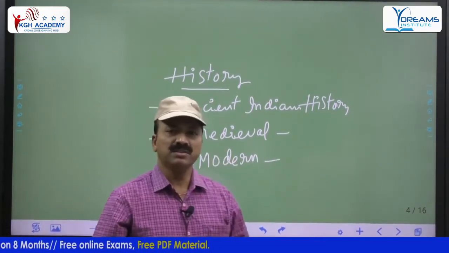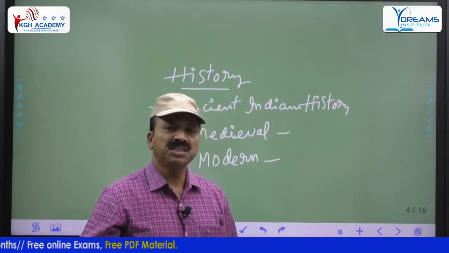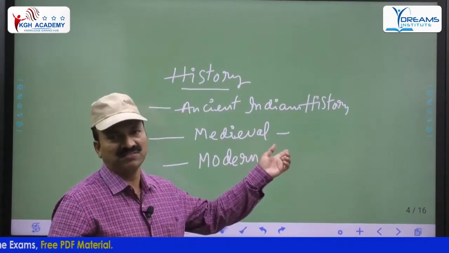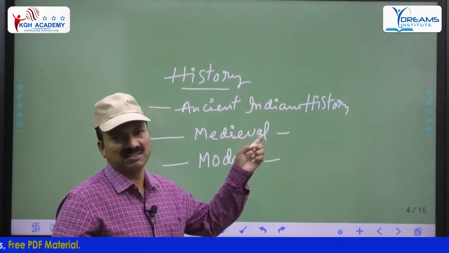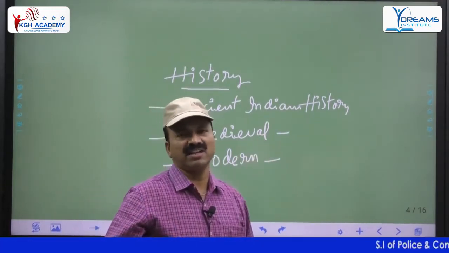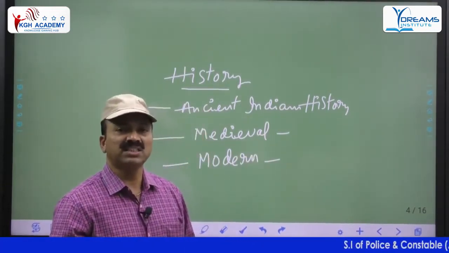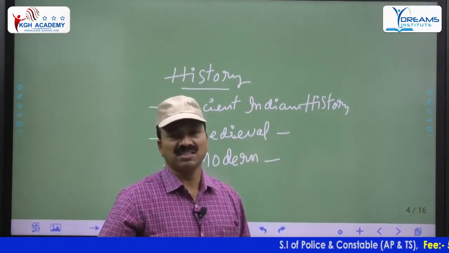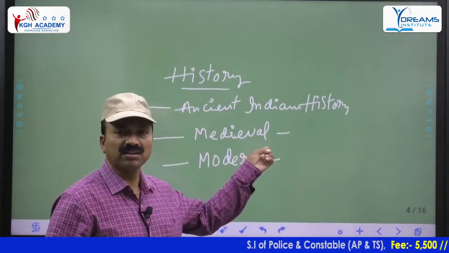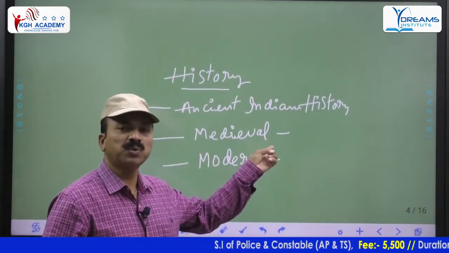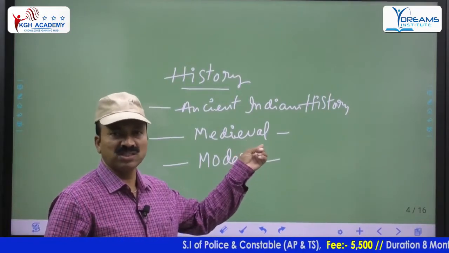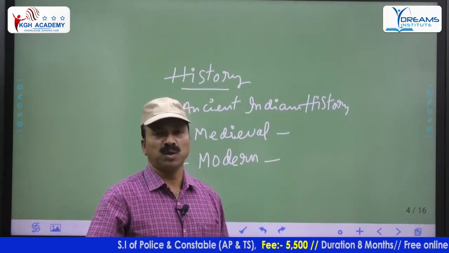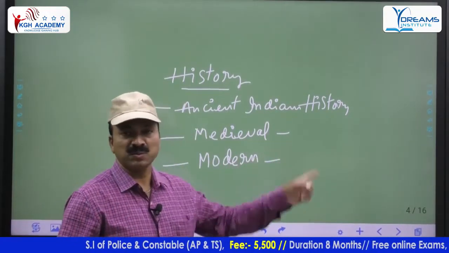Coming to medieval history, it begins in the year 1206. Prior to that, after the end of the Rajputs, the slave dynasty was started. Prior to the slave dynasty, there were Muhammad Ghaznavi's attacks, then Muhammad Ghori's attacks. After that the slave dynasty started. We call it the Delhi Sultanate, which continued from 1206 to 1526, the first battle of Panipat. Like that, medieval history we also have to cover.